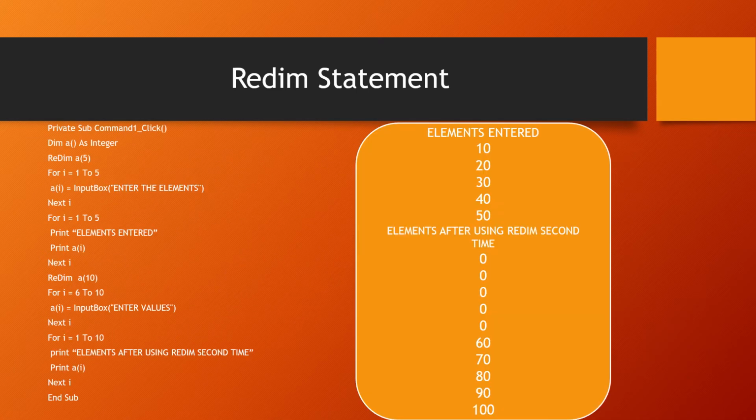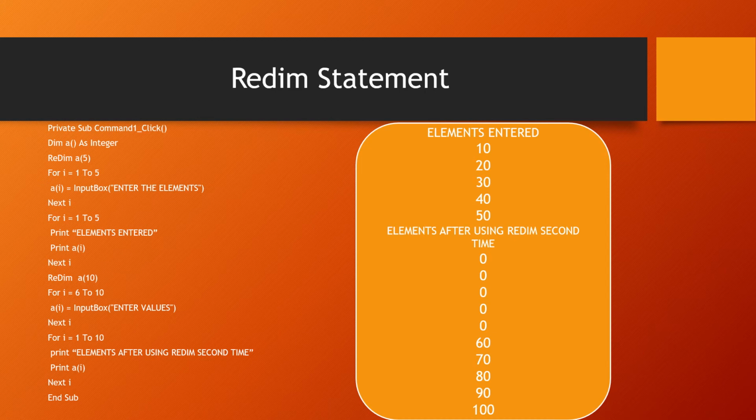We are declaring an array A as integer, and using the redim statement, the size of the array is set to 5. The 5 values are received as input from the user using the input box and stored in the array, and we are printing the elements stored in the array. You can see the output here, elements entered 10, 20, 30, 40, 50.